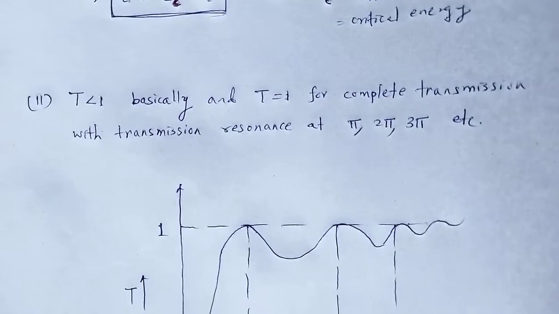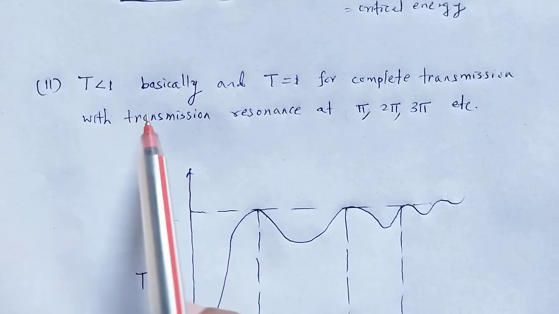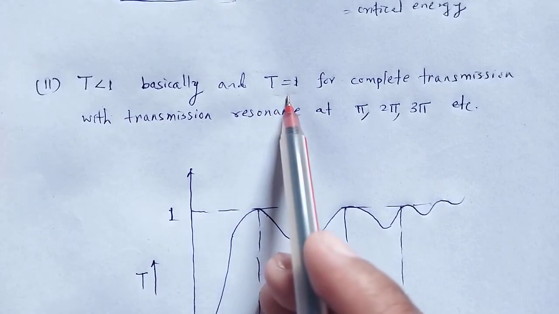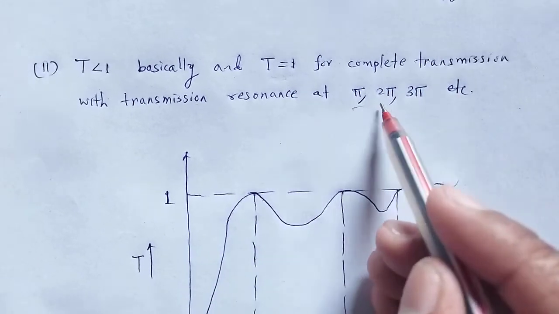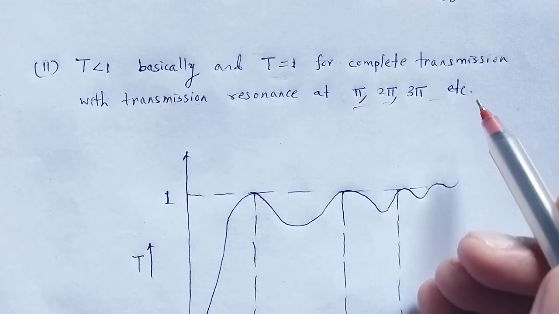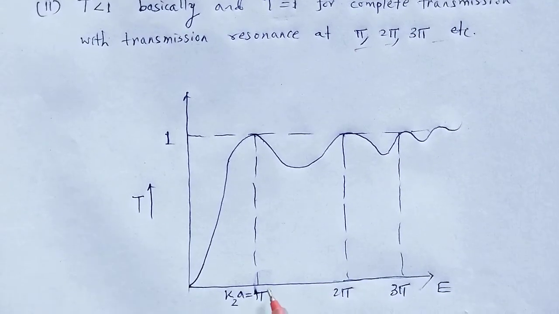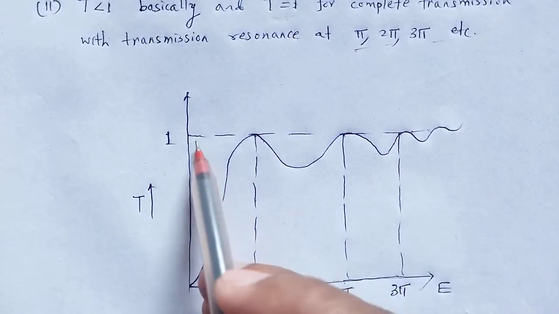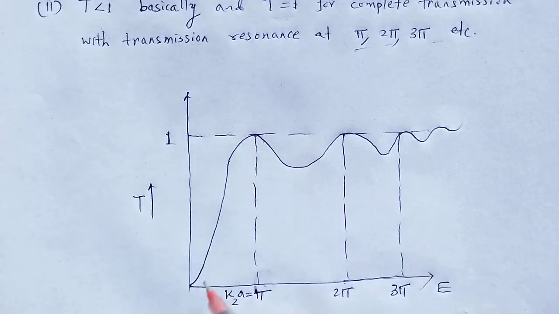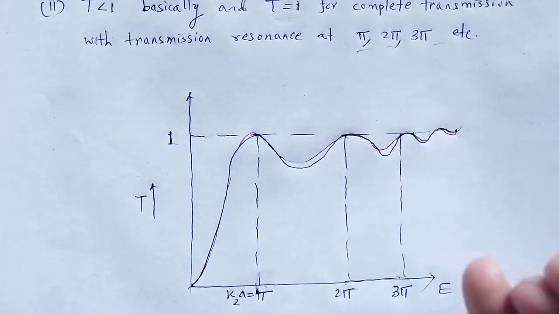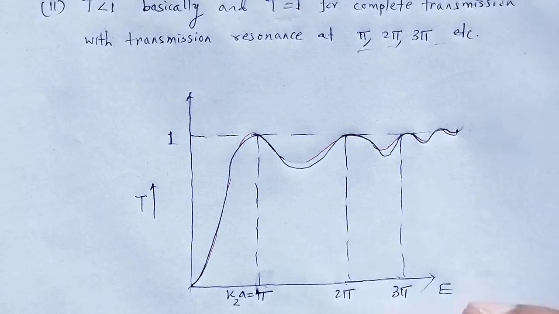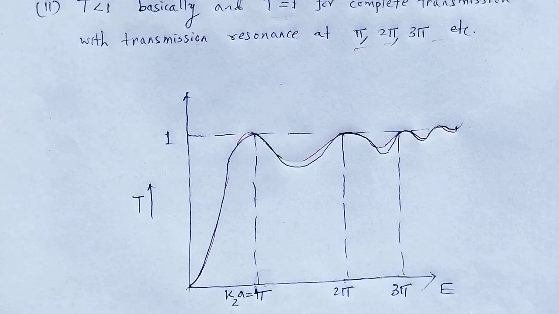Another conclusion: when T is less than 1, basically T is equal to 1 for complete transmission, with the transmission resonance at pi, 2 pi, 3 pi, etc. So the transmission is maximum at 1. The graph looks like this, the graph between E and T. These are the two conclusions drawn from the square potential for a free state.